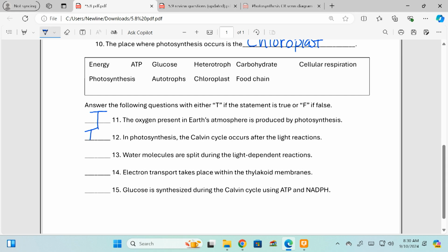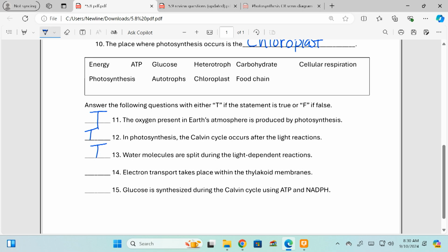13 says, water molecules are split during the light-dependent reactions. That one is true as well. Remember that water molecule gets split. We have 2 hydrogens and an oxygen, and that happens in the light-dependent reactions. So that one's true. All right, 14, electron transport takes place within the thylakoid membranes.